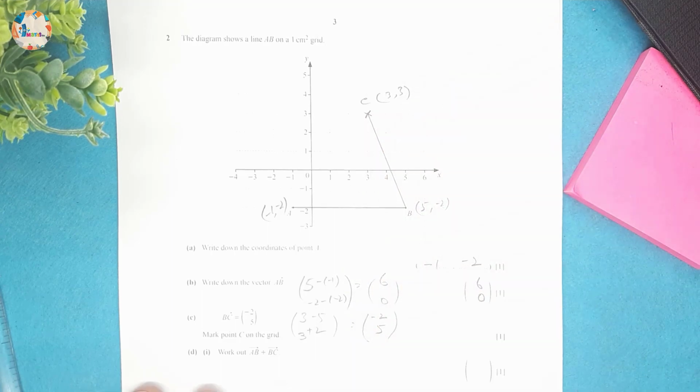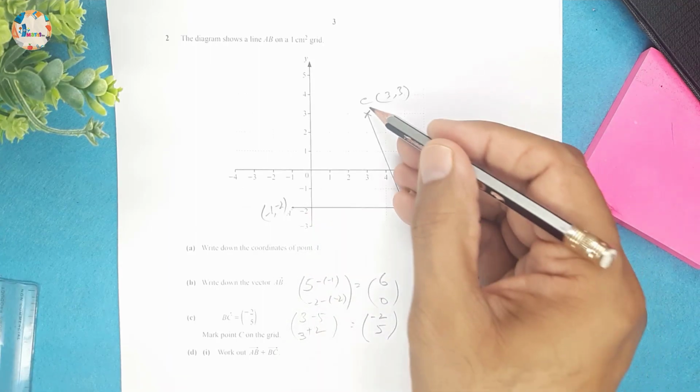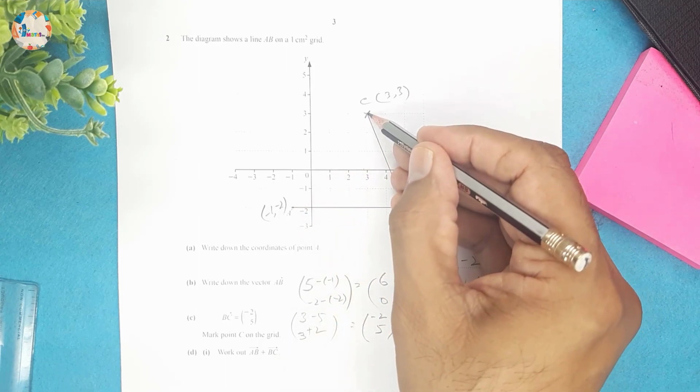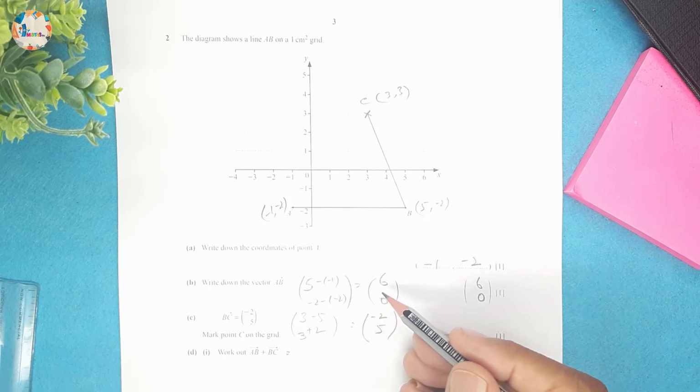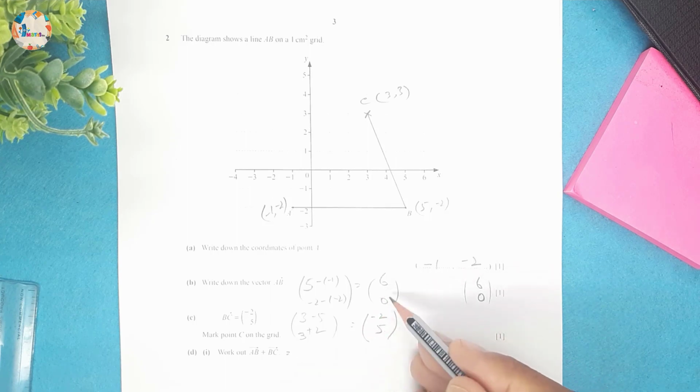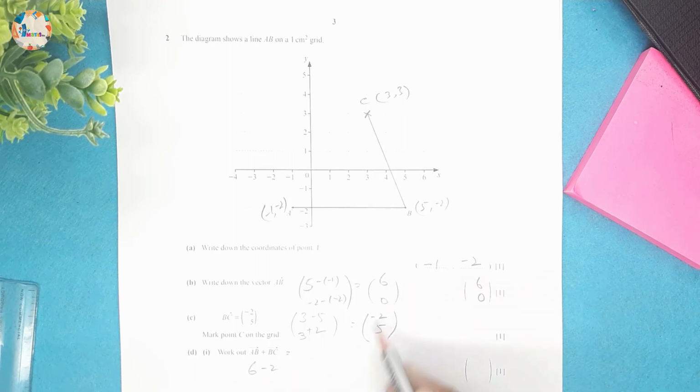We can mark here. Work out AB plus BC. So AB plus BC will be equal to this one, which is AC. So we can check for AC. AB plus BC will be equal to, what we can do, we can add them. So it will be 4, 6, we can write 6 minus 2 and 0 plus 5. So it will result in 4 and 5. This will be 4 and 5.